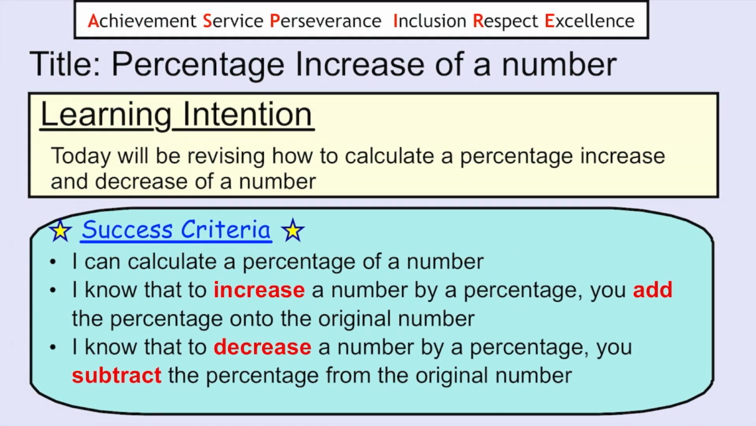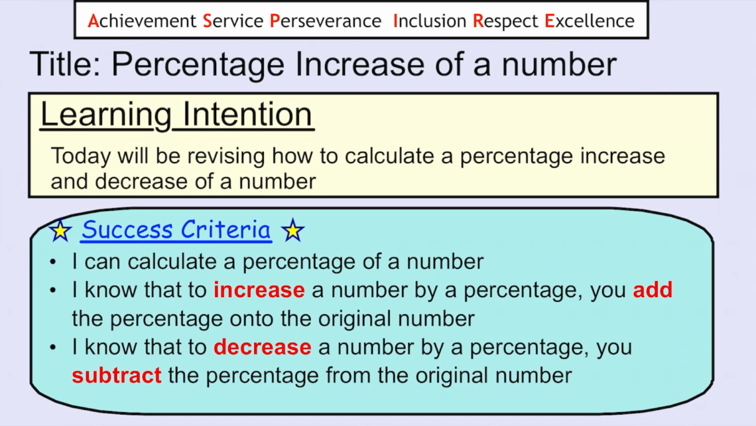Let's look at the learning intentions for today. So please make sure you write down today's title, percentage increase of a number, into your jotters. And the learning intention will be revising how we calculate a percentage increase and decrease of a number. The success criteria today, we're going to go back through and make sure that we can do the percentage of a number as we did in the previous lesson.